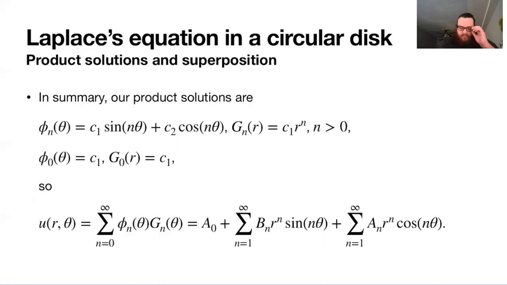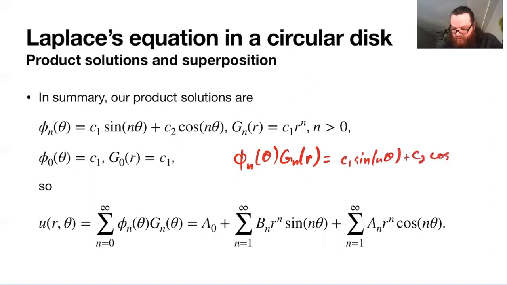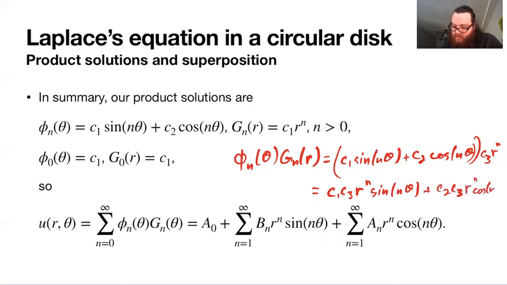Multiplying them out, distributing everything, what do we get? Phi of 0 times g of 0 was just a constant, so that's just a 0. Otherwise, we can write it out here: phi sub n of theta times g n of r. This is c1 sine of n theta plus c2 cosine of n theta, all of that times some constant, maybe I'll call it c3, times r to the n. If you distribute everything, you get c1 c3 r to the n sine of n theta plus c2 c3 r to the n cosine of n theta. So these are what the product solutions look like for positive n.